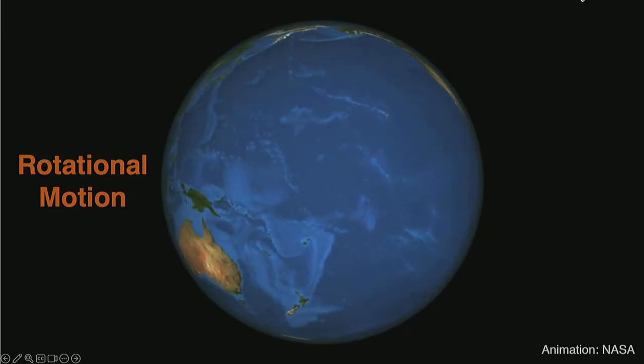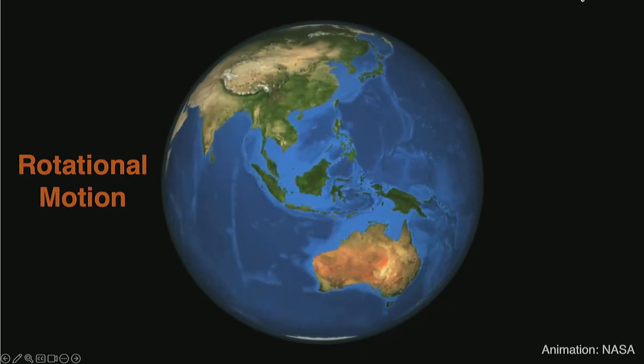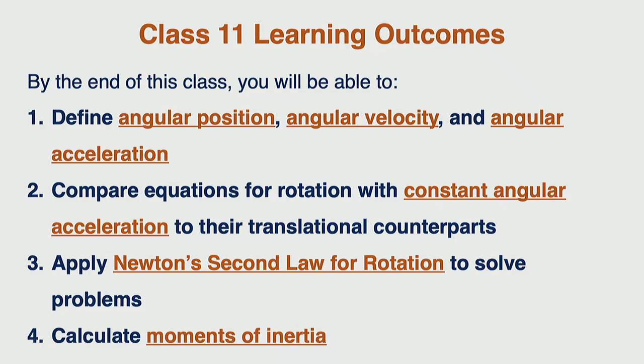And then you can think about how fast, or is it becoming faster? What's causing that rotation, right? So these sorts of questions you're asking. So here's the Earth, an example of rotational motion.